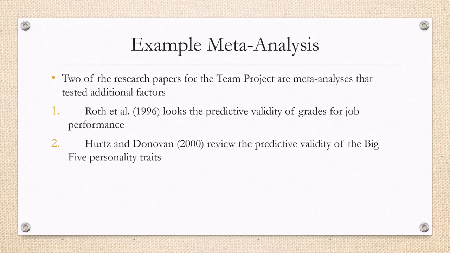In your team research project, 2 of the research papers are meta-analyses that tested additional factors. Roth et al., 1996, looks at the predictive validity of grades for job performance and looks at various subgroups of these studies. Some of them look at different levels of education for those grades, so whether it was an undergraduate college degree, a master's degree, or higher.